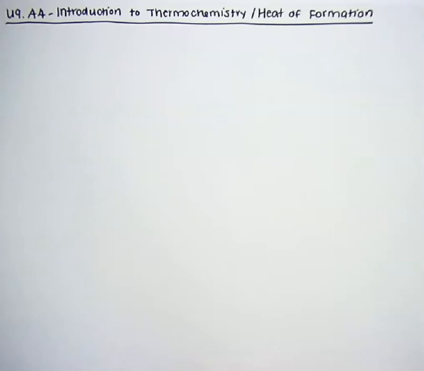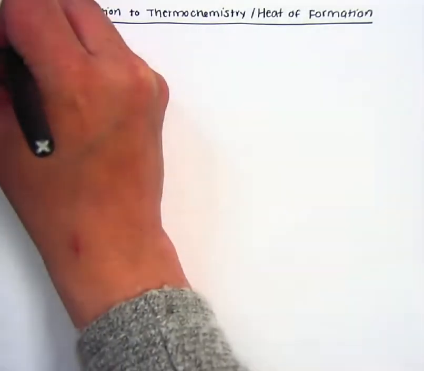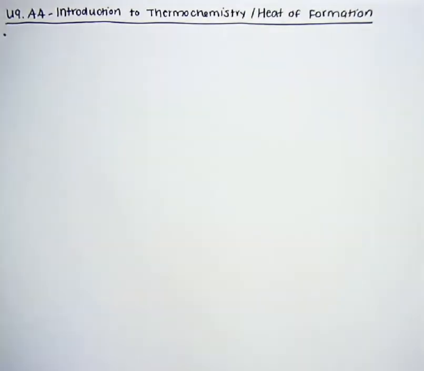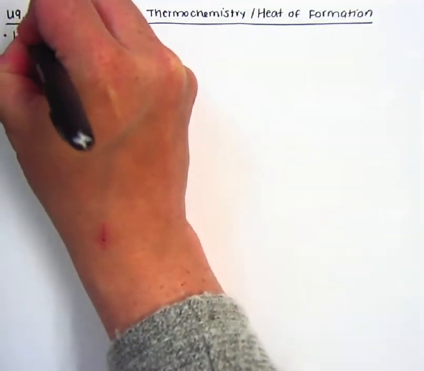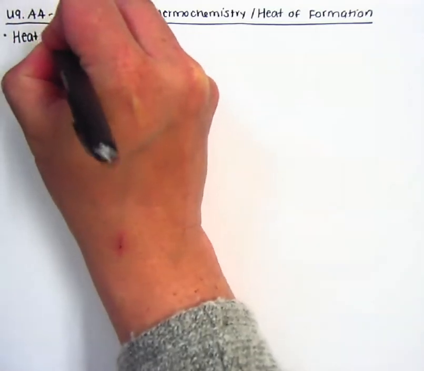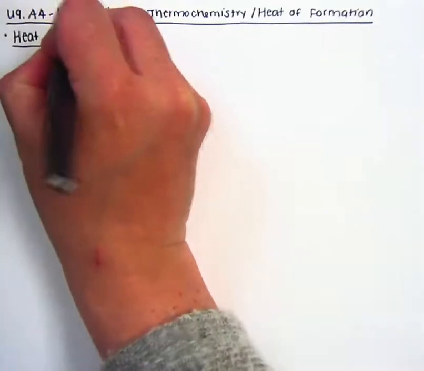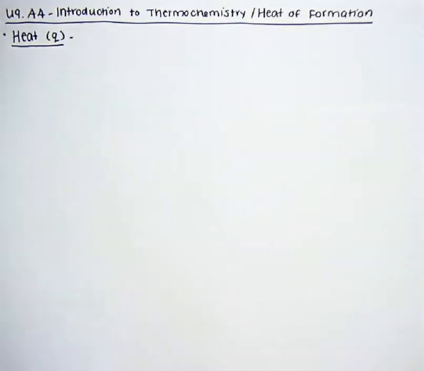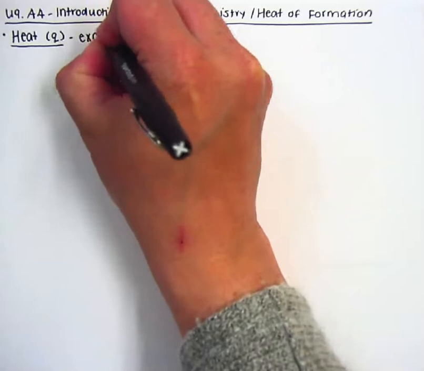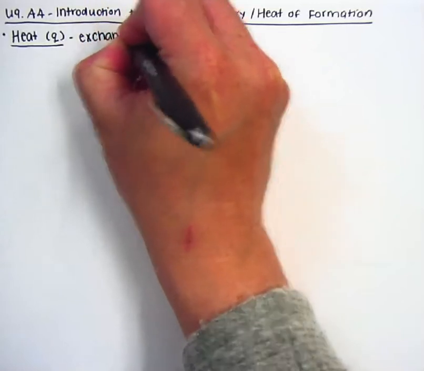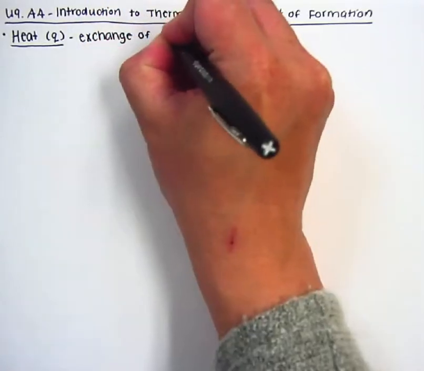So first, when you hear that word thermochemistry, thermo probably makes you think of heat. In this unit, when we are calculating heat, it is represented with the letter Q. Heat is simply the exchange of thermal energy.